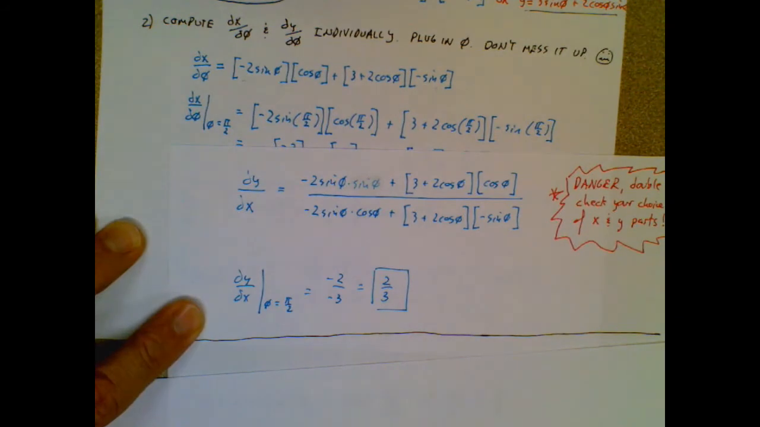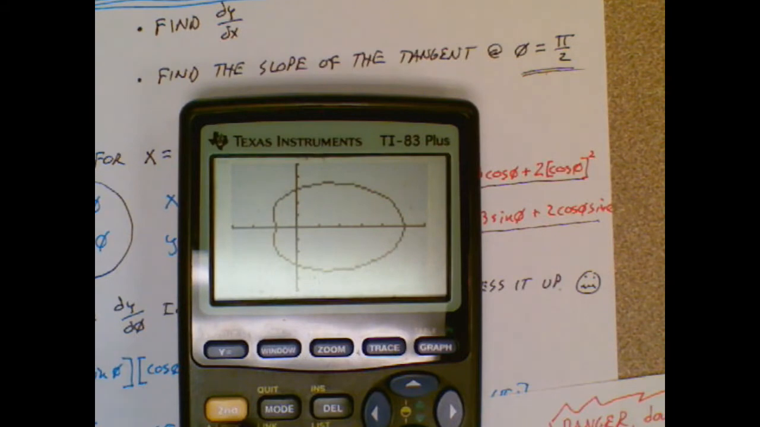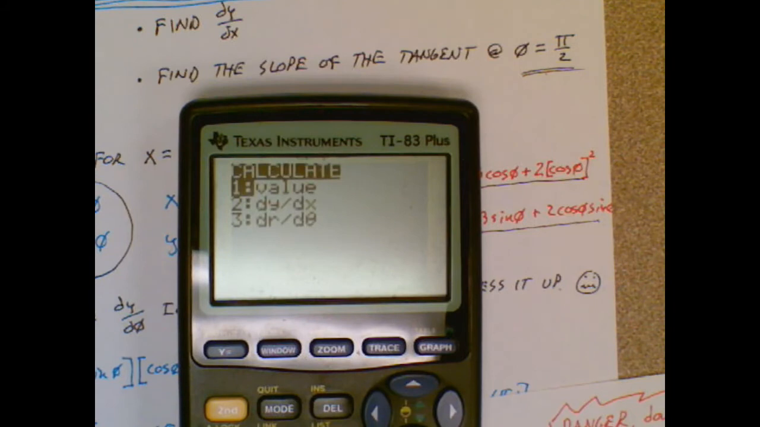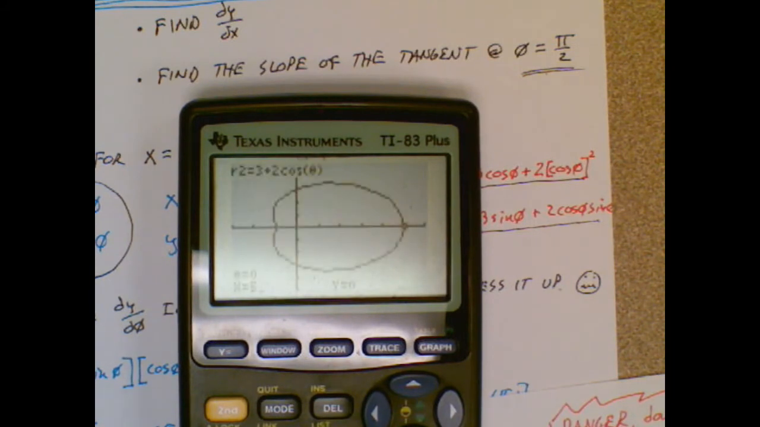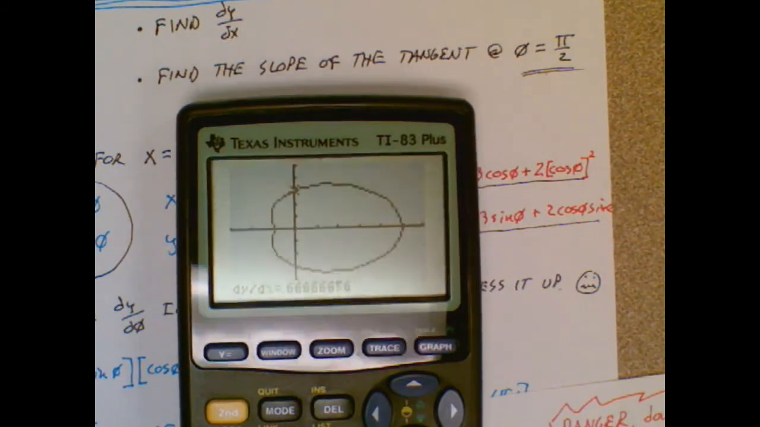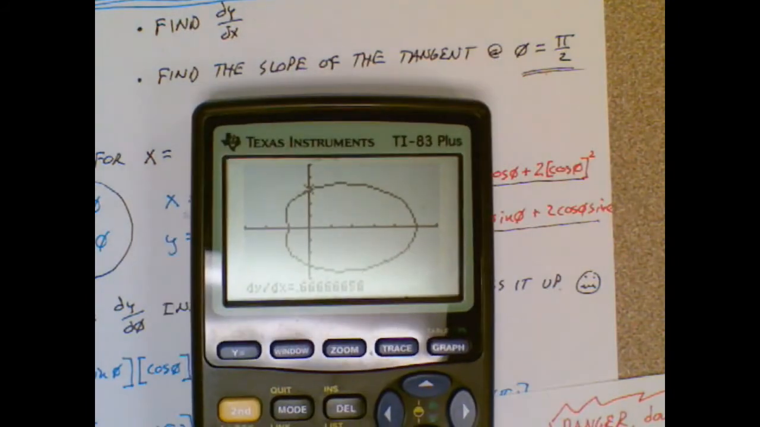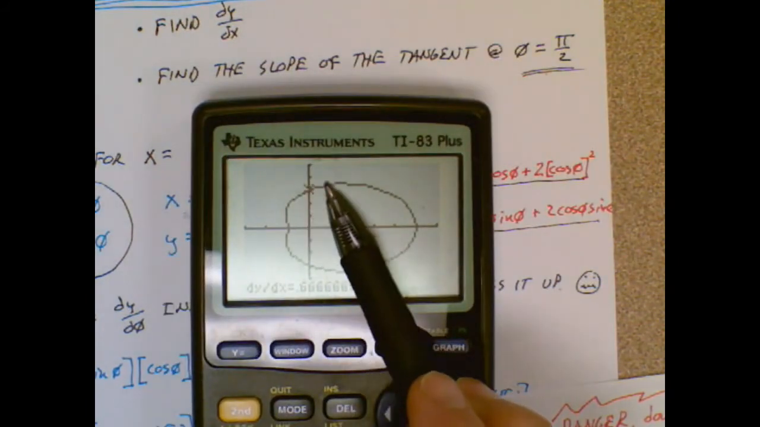Let's check that out on the calculator and see if the calculator agrees. Okay, here I am with that graph, so I'm going to go to second calc, and there's my dy/dx, and we were interested in π/2, and I enter that in. And sure enough, I had a 2/3, didn't I? Let me check. Good. Real good. I have a 2/3 for my slope of my tangent line.